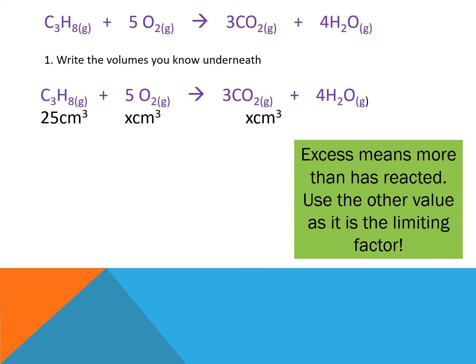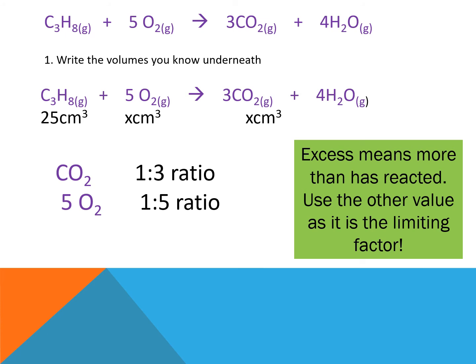In the question, we've been asked to calculate the volume of carbon dioxide produced, and then to calculate the volume of oxygen left. So the first thing we want to do is look at the carbon dioxide. That's what we were asked for first. Remember, we do this with our ratio. So the ratio of propane to carbon dioxide is 1 to 3. If 1 is 25 centimeters cubed, 3 is 3 times that. So 3 times 25, the volume of carbon dioxide then produced is 75 centimeters cubed. So that's the first part done.